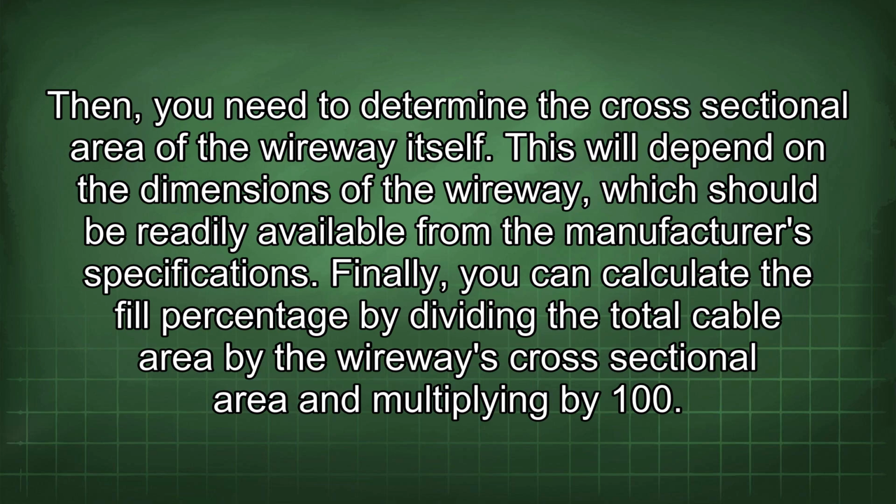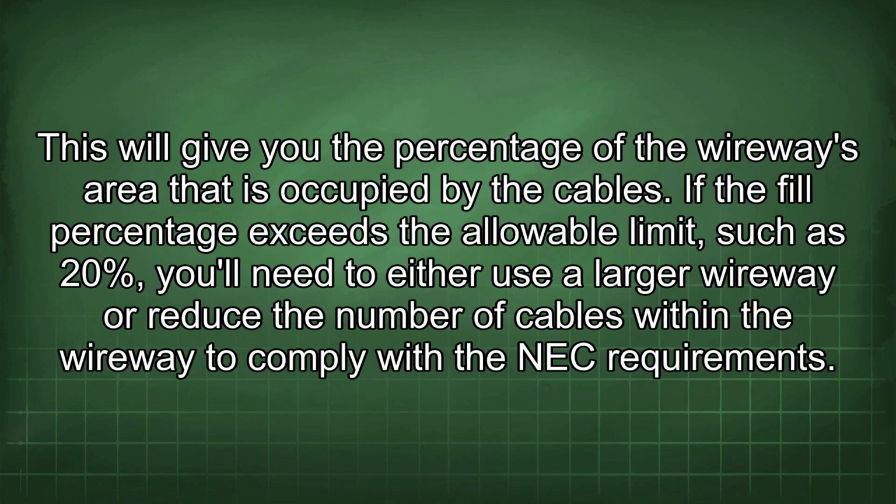Then, you need to determine the cross-sectional area of the Wireway itself. This will depend on the dimensions of the Wireway, which should be readily available from the manufacturer's specifications. Finally, you can calculate the fill percentage by dividing the total cable area by the Wireway's cross-sectional area and multiplying by 100. This will give you the percentage of the Wireway's area that is occupied by the cables. If the fill percentage exceeds the allowable limit, such as 20%, you'll need to either use a larger Wireway or reduce the number of cables within the Wireway to comply with the NEC requirements.